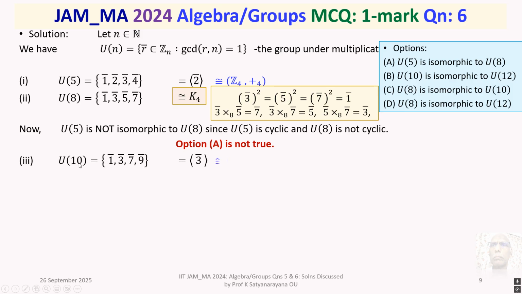What are all those numbers which are relatively prime to 10? 1 bar, 3 bar, 7 bar, 9 bar. And 3 square, 9, 3 cube, 27, modulo 10, 7, 3 power 4, 81, modulo 10 is 1 bar. So 3 generates every element of this one. Therefore, it is a generator. Therefore, U10 is a cyclic group generated by 3 bar.